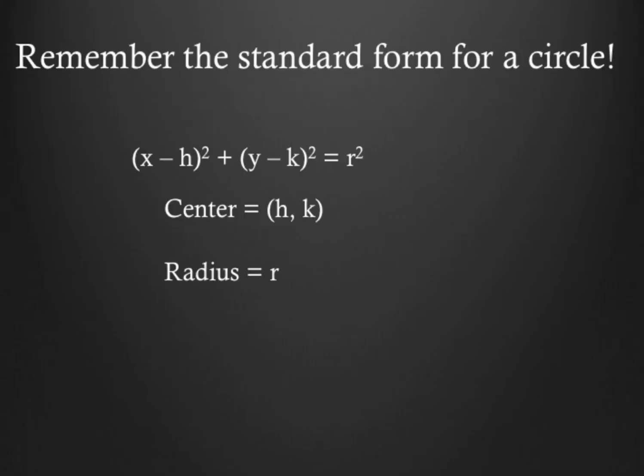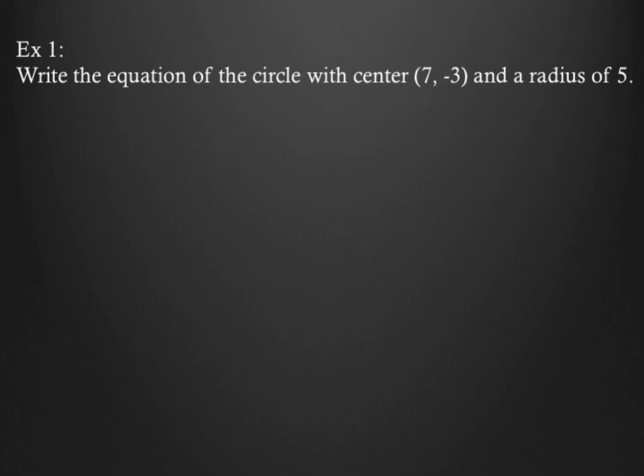Now, don't forget, the standard form for a circle is x minus h quantity squared plus y minus k quantity squared equals r squared, because we can pull that center from the h and the k and pull the radius from taking the square root of r squared. Write the equation of the circle with center 7, -3, and a radius of 5.